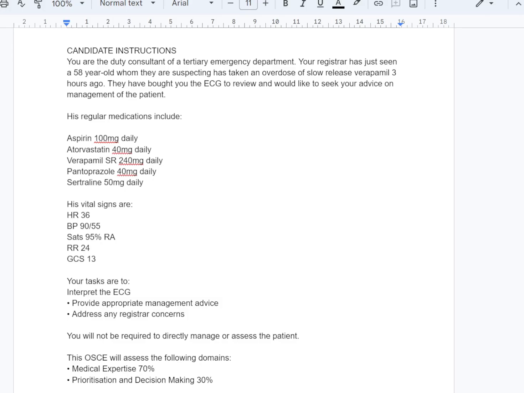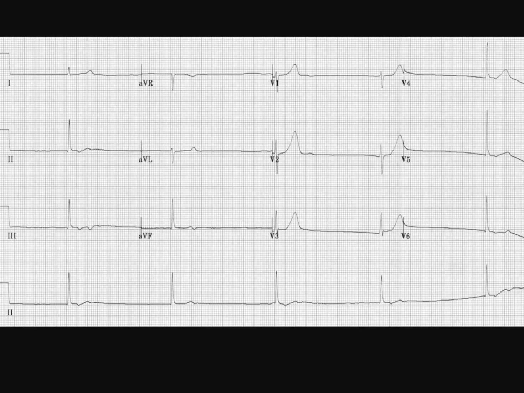Your tasks are to interpret the ECG, provide appropriate management advice to the registrar, and address any registrar concerns. You will not be required to directly manage or assess this patient. The OSCE will assess his medical expertise, priority, and decision making. Here's the ECG. Pause now and have a think, and then we'll get started.